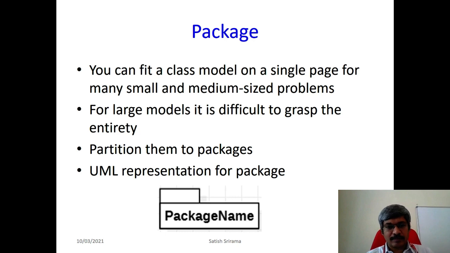But what happens if your model becomes really large? Say, for example, you have several subsystems, and then you have several classes, even hundreds of classes. If you put all of these things into a single class model, it would be very difficult to grasp. So that is one big problem. The best solution for that is to partition them into packages.